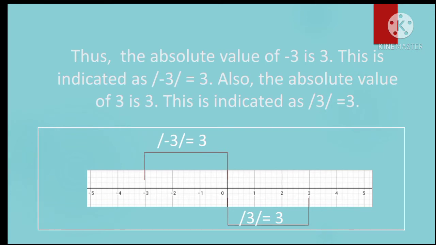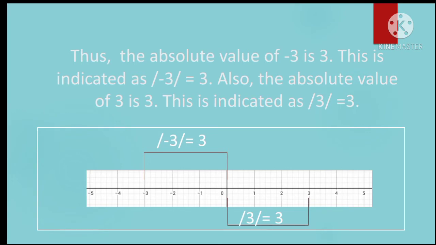As you observe here in the illustration, for the absolute value of negative 3, the distance from 0 to negative 3 is equal to 3. And the absolute value of 3 is equal to 3, since the distance is also 3. It doesn't matter what direction it is; it talks about the distance itself.